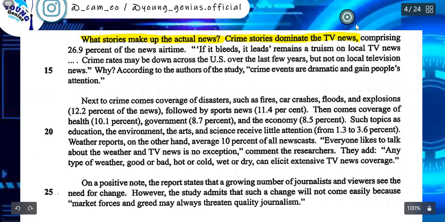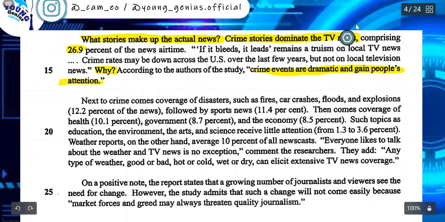Crime stories dominate the news, comprising 26.9% of the news airtime. If it bleeds, it leads remains a truism on local TV news. Crime rates have been down across the US over the last few years, but not on local television news. Why? According to the authors of the study, crime events are dramatic and gain people's attention.